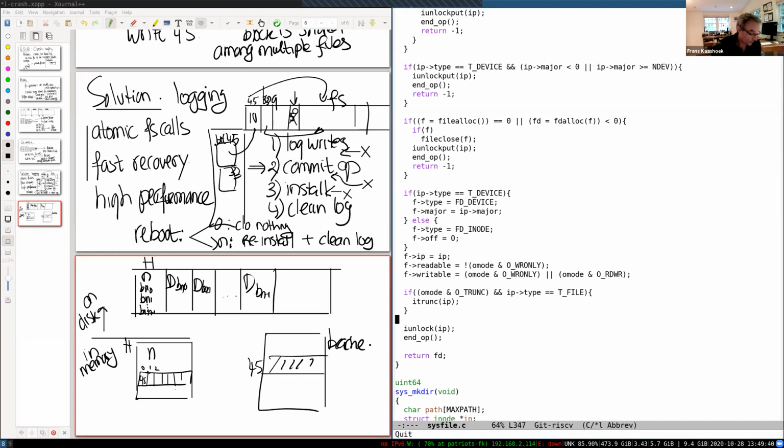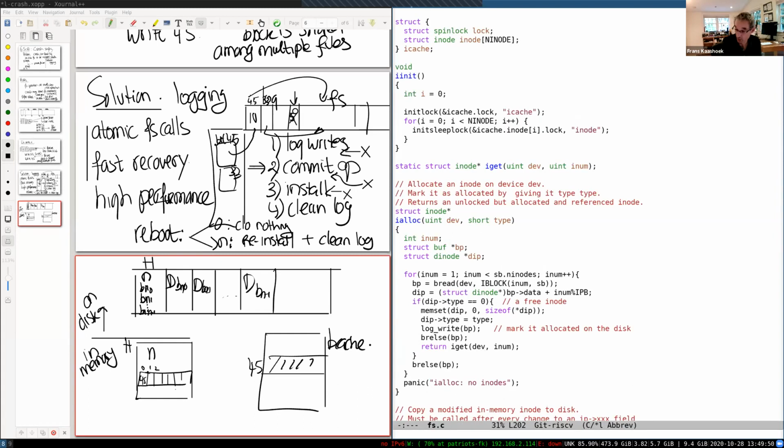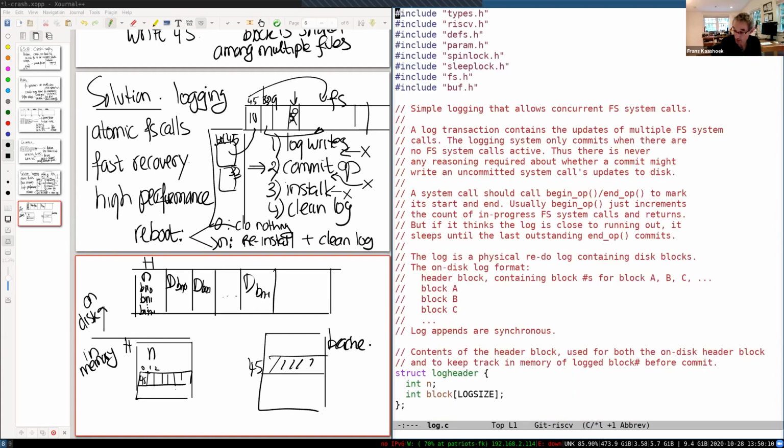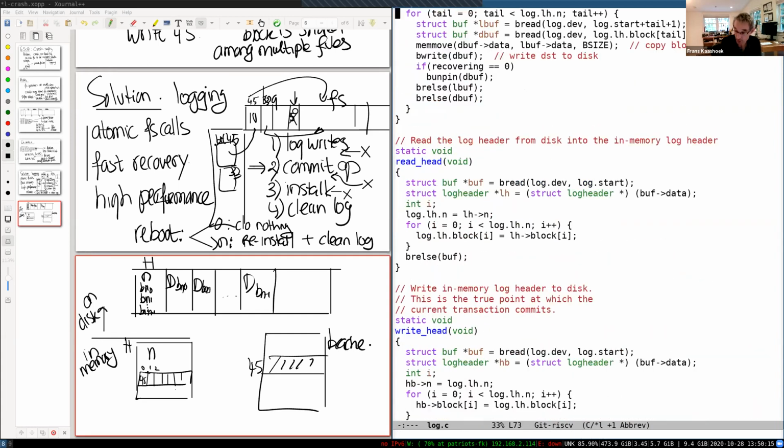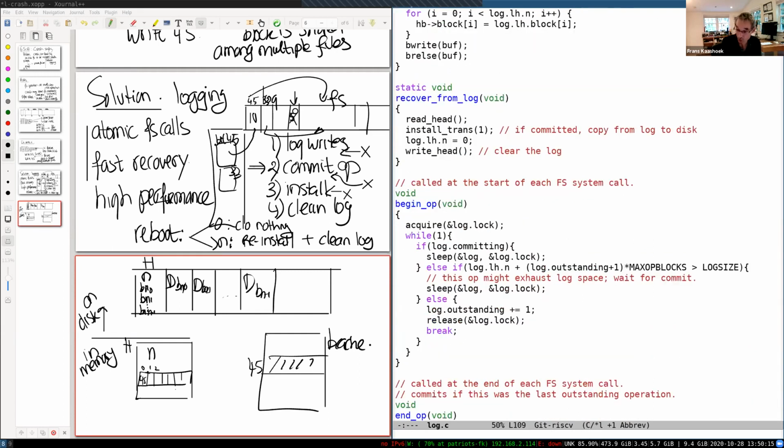What is interesting, of course, is what happens on every write. Whenever one of these file system calls does a disk write, something must happen. If we go back, for example, to fs.c and look at ialloc, it doesn't call bwrite directly, but it actually calls logwrite. So we're going to see what logwrite does. Logwrite is a function implemented by the logging system, and every write that a file system call does between begin op and end op always goes to logwrite.